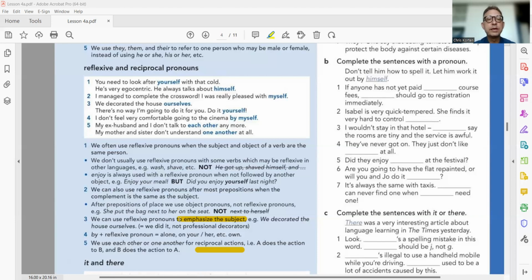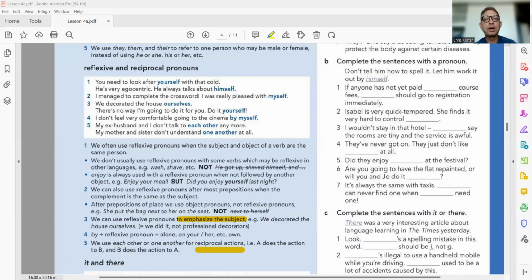All right. Now, another point I want to draw your attention to that the book is right to do. Number 3, we use it to emphasize the subject. So here we have number 3. We decorated the house ourselves. Now, we don't have to say ourselves. We decorated the house is sufficient. But if we want to emphasize the fact that we did it, then we add ourselves. I did the homework myself or by myself. But I did the renovation myself. Me, no one else. I know you're surprised, but I did it. So this is great in terms of emphasis.